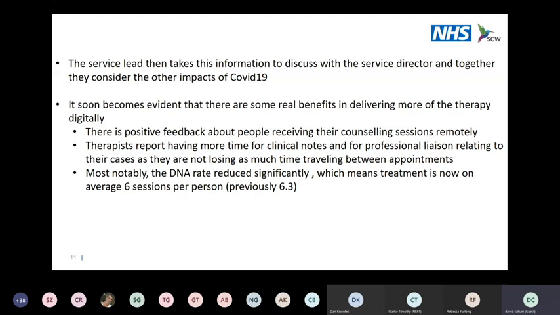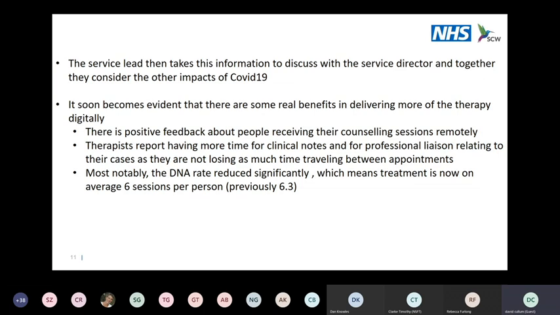So one of the things they've been doing is doing more stuff online because of social distancing and all the rest of it. They've got positive feedback from the people who are receiving their therapy or counselling sessions remotely. People like it, and they're happy with it. The people delivering online therapy and counselling quite like it as well because they've got more time for doing things like clinical notes and for professional liaison relating to cases because they're not travelling around from appointment to appointment. Should be a reduced cost for the organisation as well.